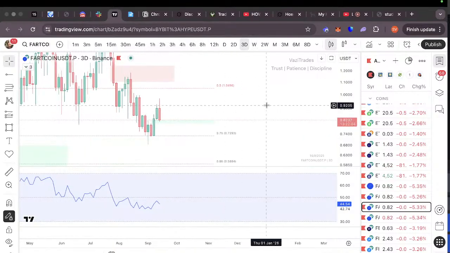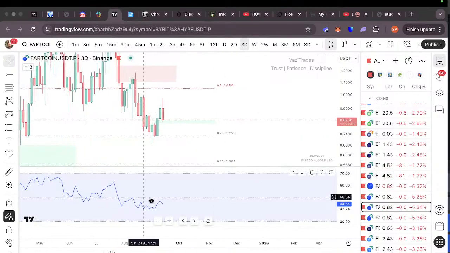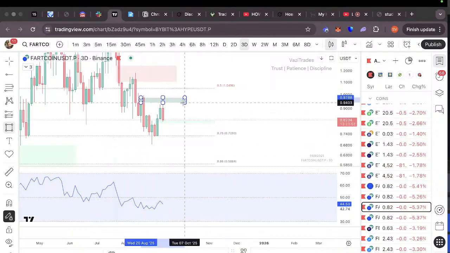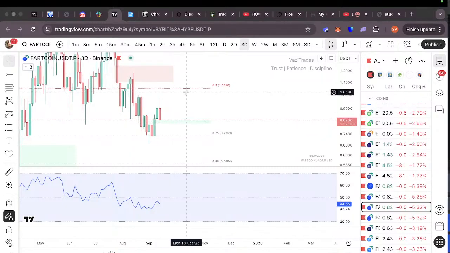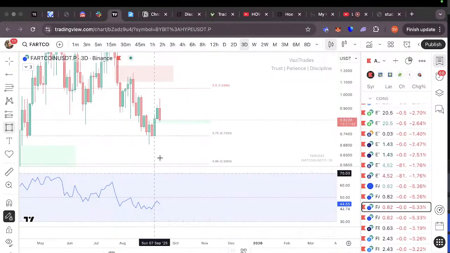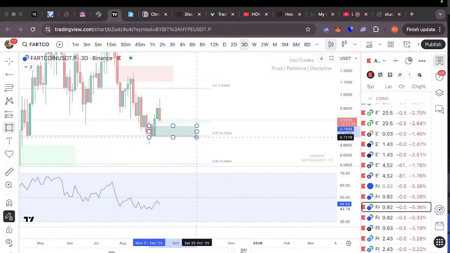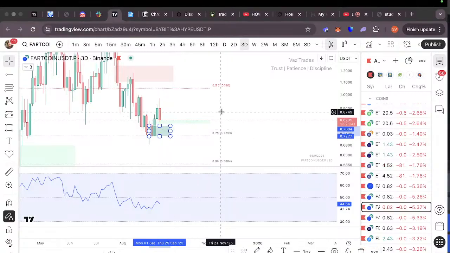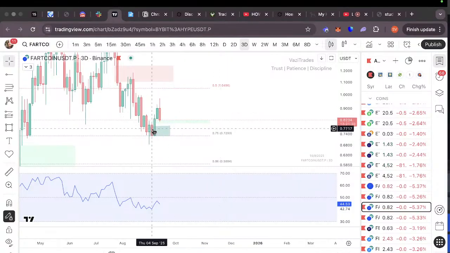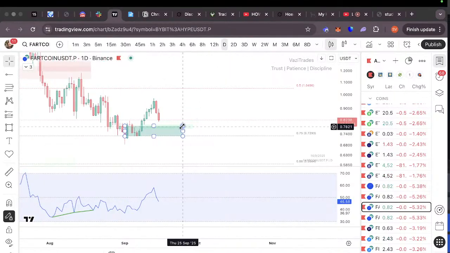Let's go to 3D. It also rejected from the middle of the RSI. It couldn't break above this bearish order block on this 3D FVG. Trying to hold this 3D FVG support. It has also here a bullish order block at the level where it bounced. So yeah, this bullish order block also aligns with daily FVG.